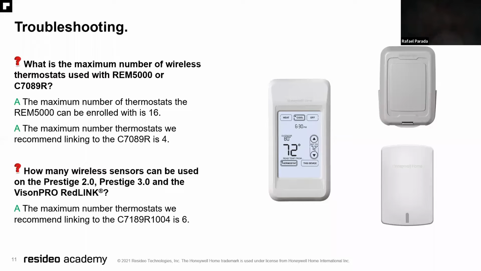And talking about the indoor wireless sensor, these sensors can be used on the Prestige 2.0 or the Prestige 3.0 and the Vision Pro, of course. Well, the maximum number of indoor sensors that we recommend enrolling to a thermostat is up to 6 indoor wireless sensors.